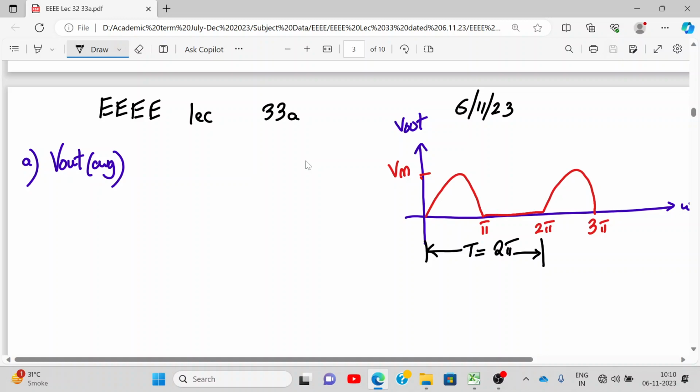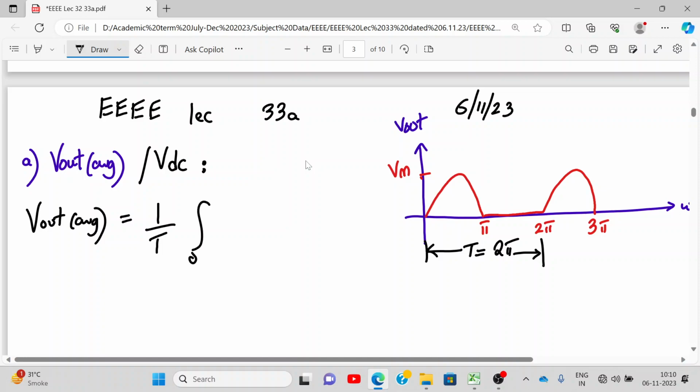So what will be V out average now? Tell me the formula, or we can also call it VDC. What will be the general formula? 1 by T integral 0 to T V out d omega t. And what is V out given by? It was following V in. And what is V in, guys? Vm sine omega t. And that is happening between 0 to 2 pi.